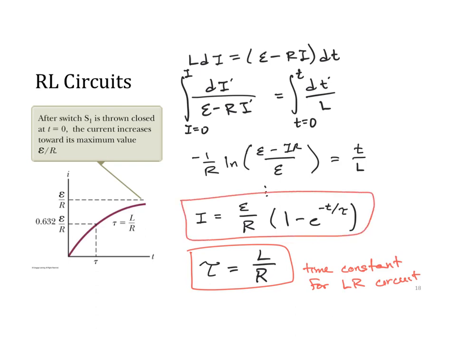And this is our current. This is how our current would increase from 0. So that's what this case right here is that you see on the graph to the left. After that first switch is thrown closed at t equals 0, the current increases towards a maximum value, right? Our maximum value would be this epsilon over R. Because at long time intervals, after the current has stopped changing, the inductor is just holding a magnetic field.